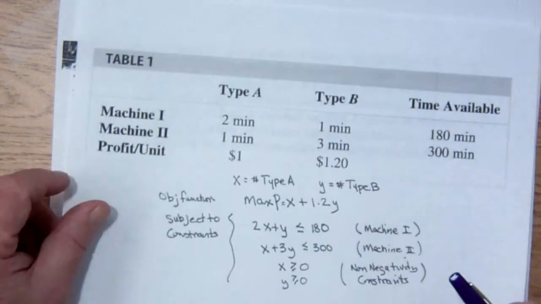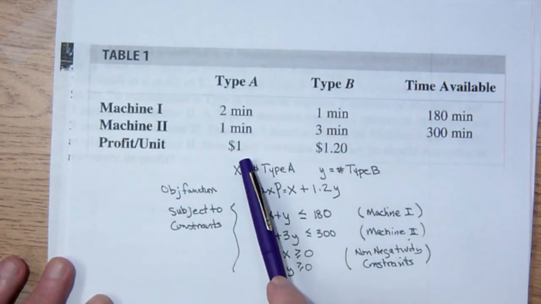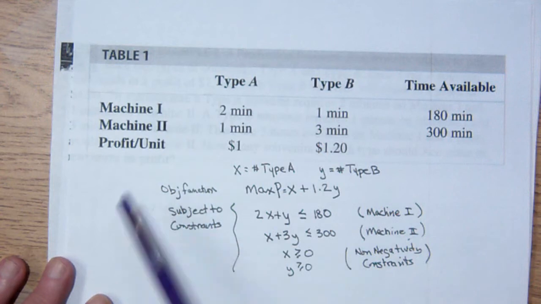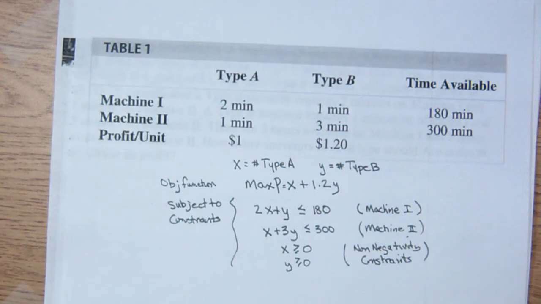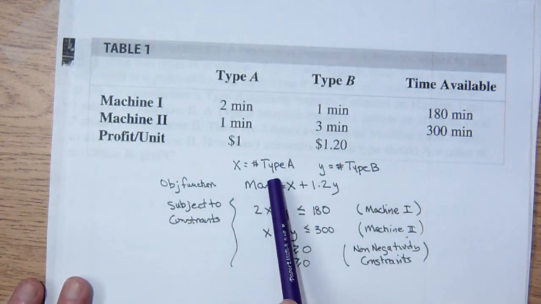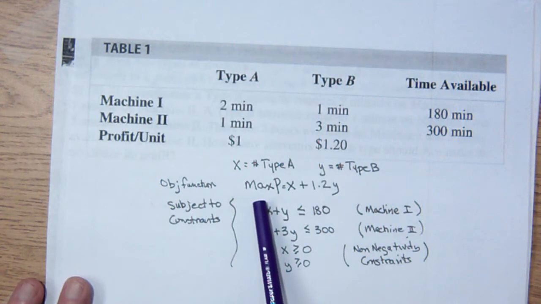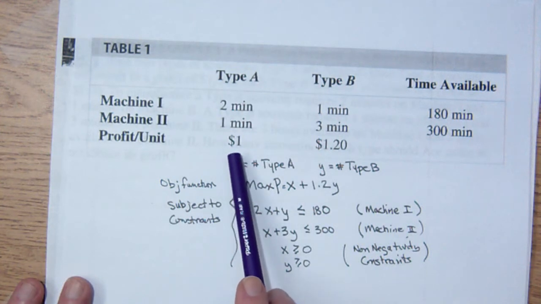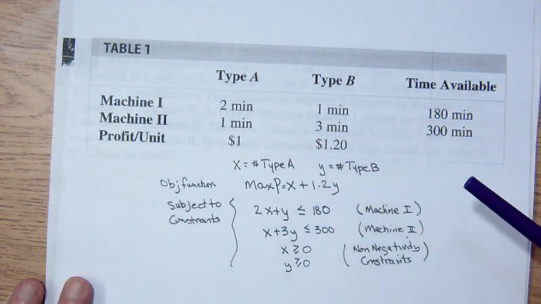Often it is useful to create a little matrix like this, and I'm showing what is the profit per unit for type A and type B, what is the resource requirement for type A and type B on machines 1 and 2, and how much time is available on machines 1 and 2. So the solution process will be as follows. We'll let X be the number of type A products to make, and Y will be the number of type B products to make. Now the objective function here is you want to maximize the profit, which is going to be $1 times the number of type A we make, and 1.2 times the number of type B. So that's the profit function.